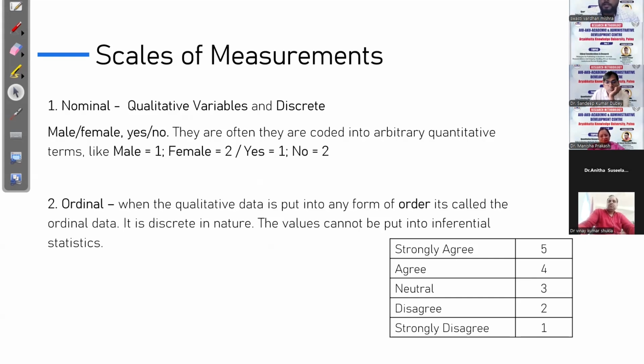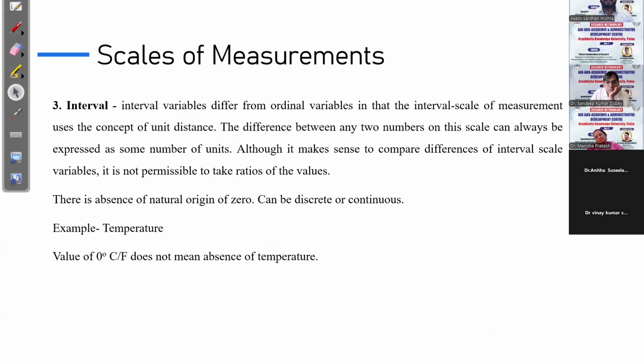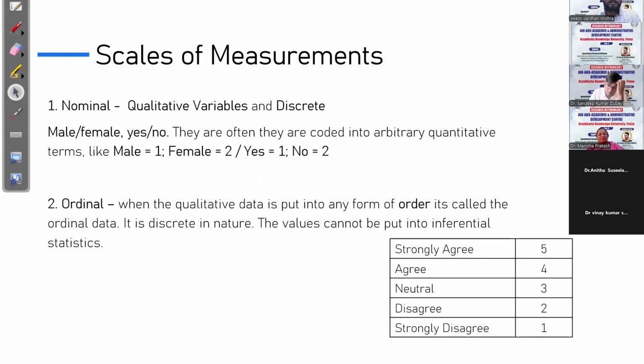Then we have the ordered data. We are putting the data in some form of order, from strongly disagree 1 to strongly agree 5. So 2 is better than 1, 5 is better than 1, 2, 3 and 4. So that is kind of an order. That does not mean that strongly agree, which gets 5, is 5 times better than strongly disagree, which is 1, because there is no question of times. It is simply an order. And these two things are very difficult to put into inferential statistics, especially the ordinal data.